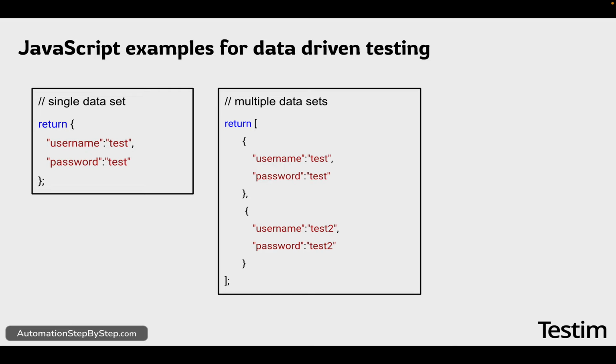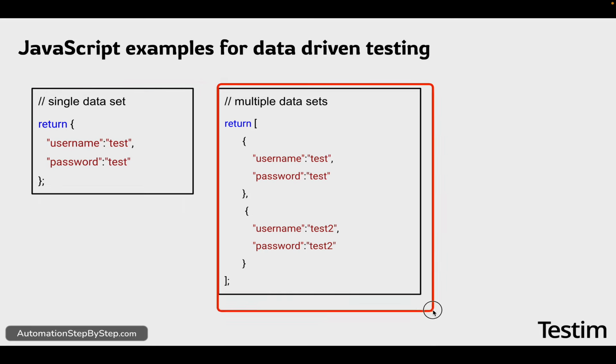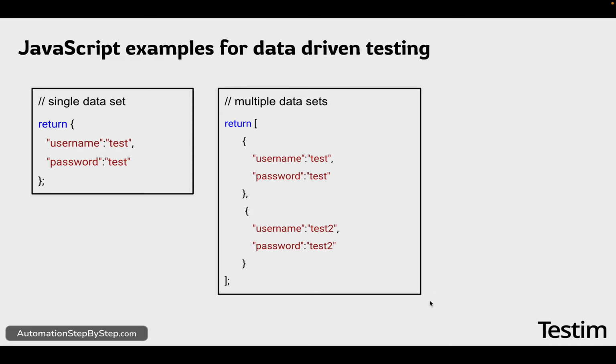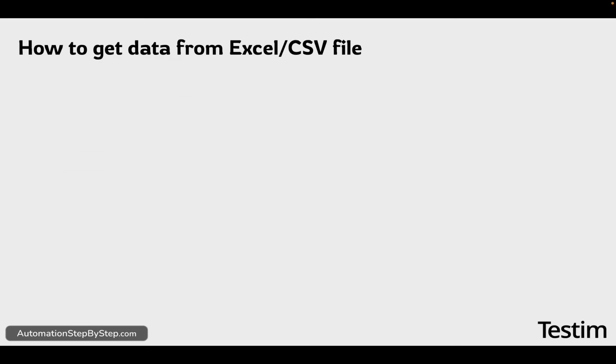And now, these are some examples. We have seen both the examples. This was the example for a single set of data. This was the example with multiple sets of data. We have already seen that if we want to use multiple sets, we have to run it from CLI or scheduler or the local test suite runs. Now let us see how we can run from an Excel or a CSV file.